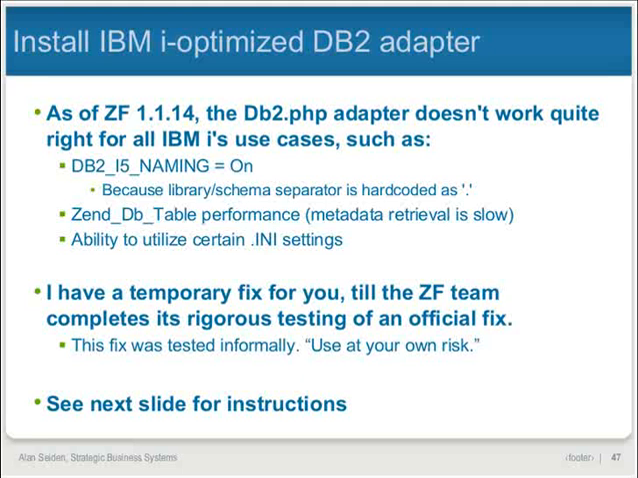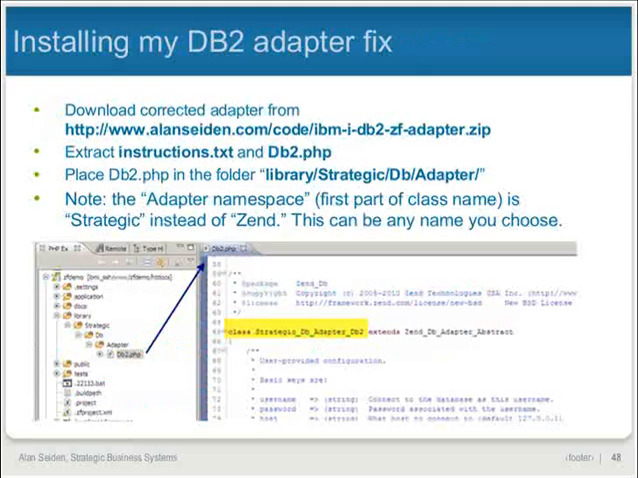You can download it from my site. There's a zip file, and you extract it, and there's an instruction set in db2.php, which is the name of the adapter script. What you do is you create a folder under your library directory with a namespace. I call mine Strategic because that's the company I work for, but it could be your company name. Then create DB/Adapter, and then put the DB2 there. And if you change the namespace, you change it in the folder name, and you change it in the class name. So this way it doesn't conflict with the regular Zend adapter.